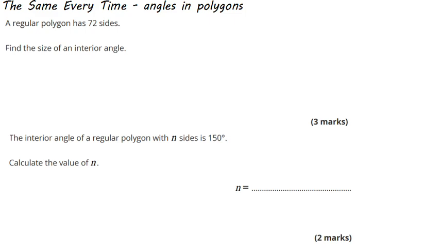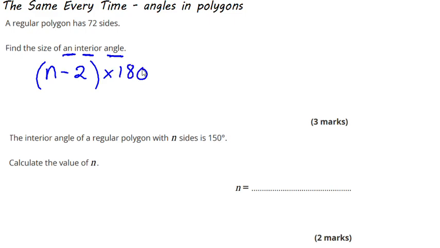Looking at angles in polygons here. A regular polygon has 72 sides. Find the size of an interior angle. So the clue's in the words here, isn't it? An interior angle. So they are asking for just one of those interior angles, the size of one interior angle. And we remember the formula. The total of the interior angles is number of sides minus 2 times 180.